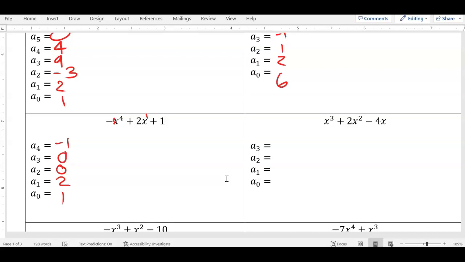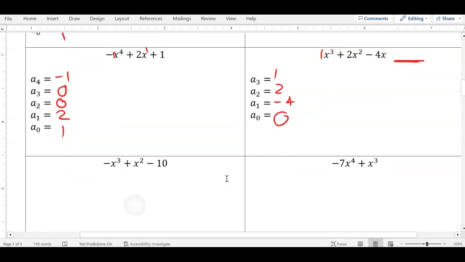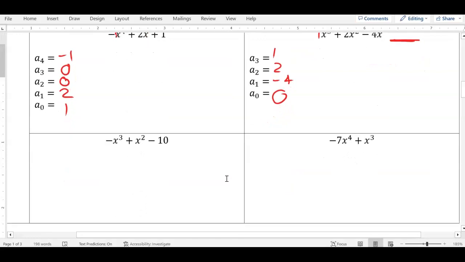Easy. On the next one, we got 1. We got 2. We got negative 4. Do you see how there's no constant here? 0. Okay. All right, we'll do these last two really quickly. We're going to write our own little things here. The highest degree is what?